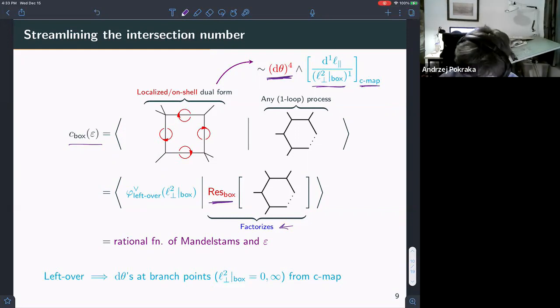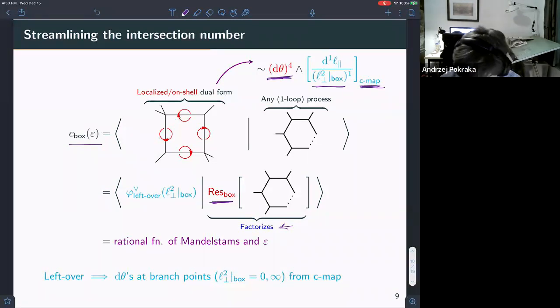It's not so important to understand what this is. The only important thing to take away is that not only do we need the dual forms to be compactly supported on the propagators, we also need them to have compact support around any branch points. And this is what this CMAP does. It just makes sure everything has the correct compact support.